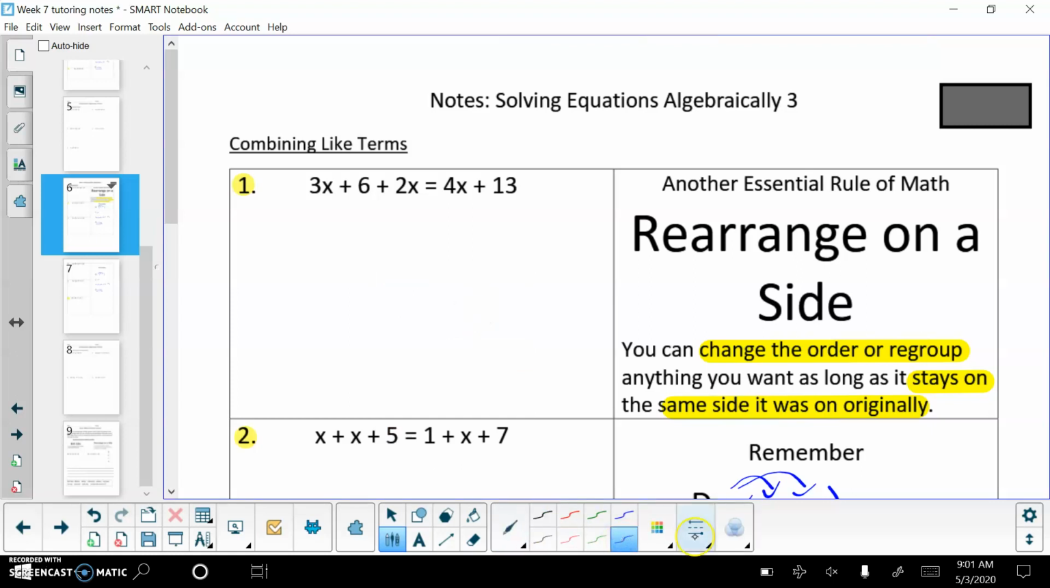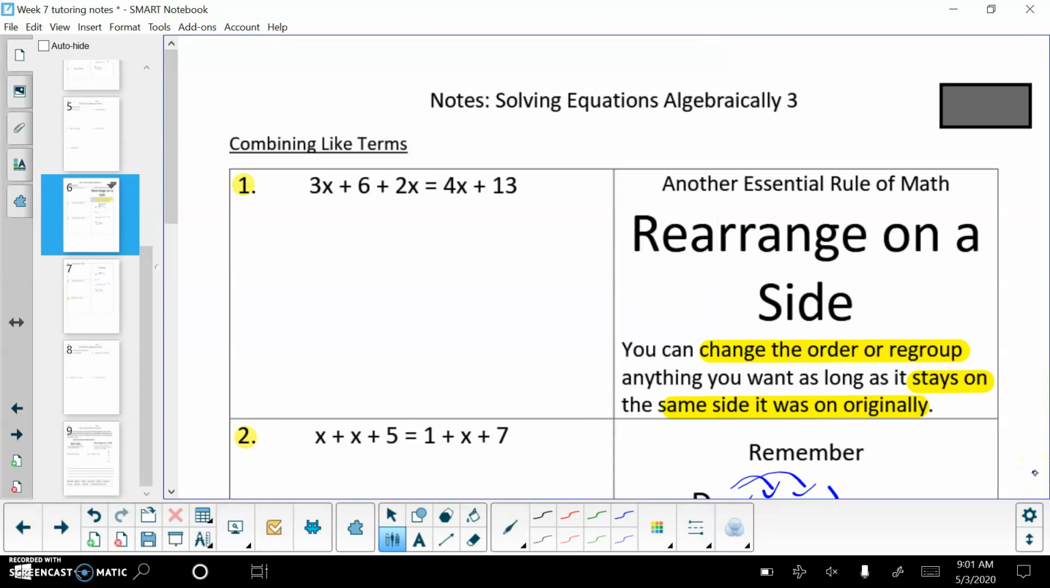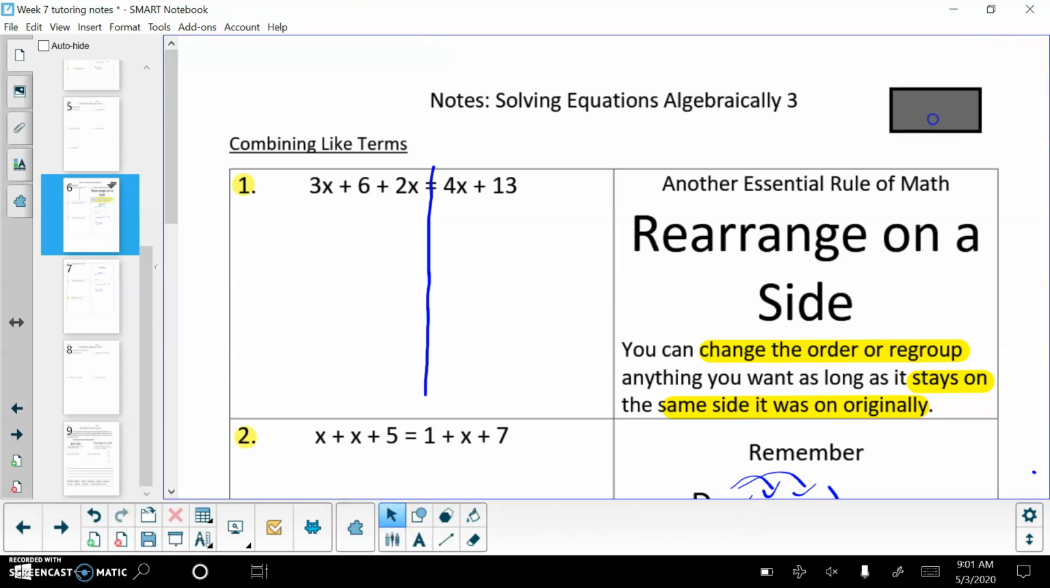Although there are combining rules, they have to be like terms. You just can't put anything you want together. They have to be alike. So I'm going to draw my line. I'm going to do this first one here. And I'm going to employ this thing that I've got over here so that we can look at it a little bit better. So on the left side, I've got the 3x, the 6, and the 2x.